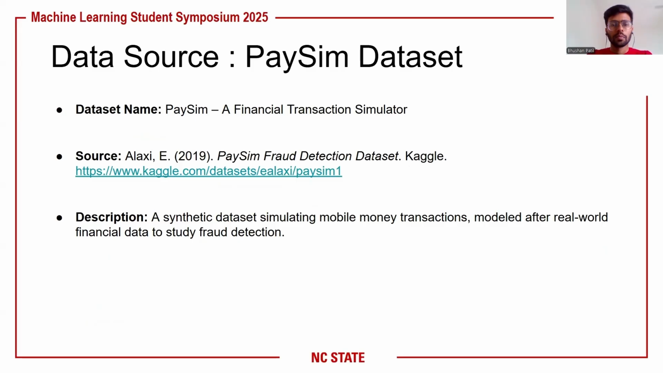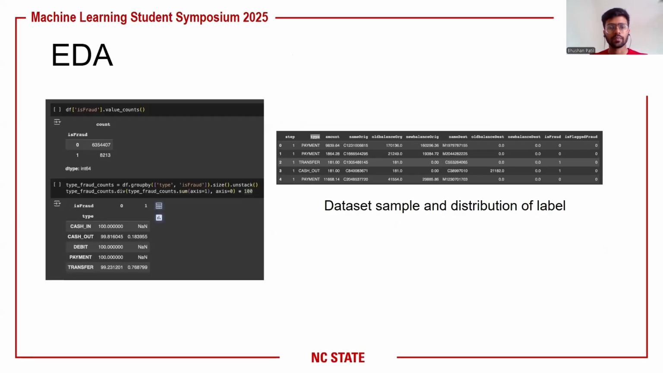The dataset is PaySim, a simulated mobile money dataset modeled after real financial transactions. It has millions of entries with transaction type, amounts, account type, and a fraud label. As you can see in the plot on the left, the fraud label is extremely imbalanced. Only about 8,200 fraud cases out of 6.3 million transactions. That's less than 0.15%.